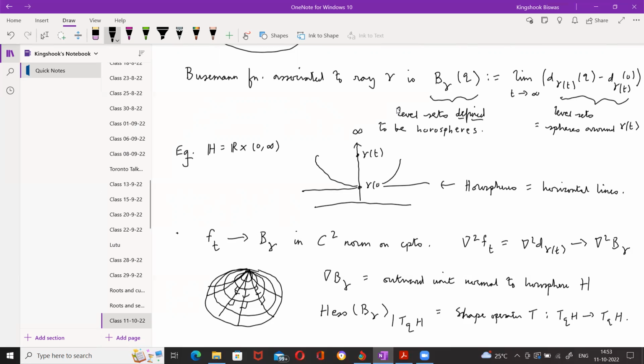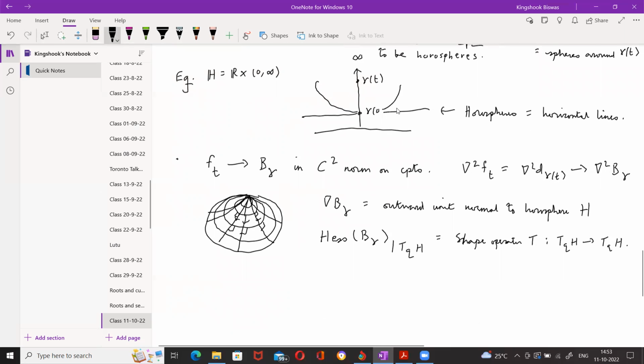Is this clear? And by passing to the limit, you get this estimate: A norm W squared is less than or equal to the inner product of T W with W, which is less than or equal to B norm W squared, for all W in T_qH. Is this okay? Yes.